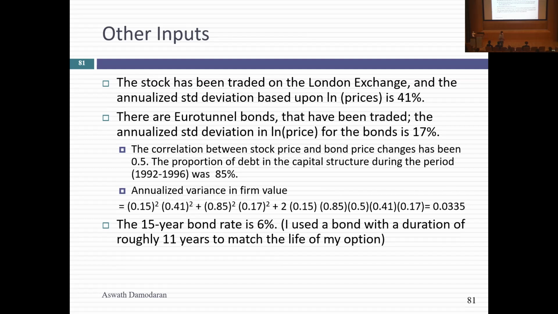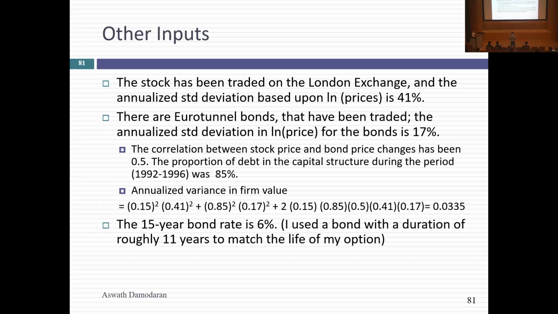I tried the trick first of looking up the sector standard deviation, but I ran into a bit of a problem. In 1998, there were almost no publicly traded companies in the transportation infrastructure domain. Today, I have a shot. There are toll road companies, then there were none. But Eurotunnel happened to have traded shares and traded bonds. So on the London Stock Exchange, the stocks were traded, the standard deviation was 41%. And on the bond market, their bonds were traded with a standard deviation of 17%. The company was mostly debt, 85% debt, 15% equity.